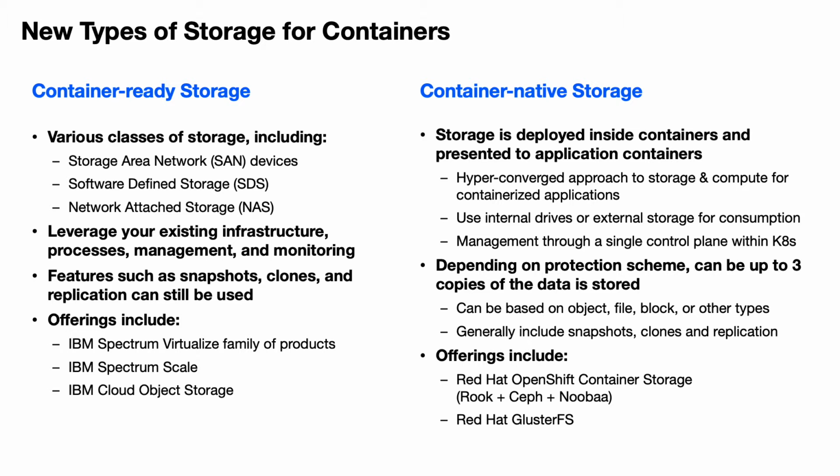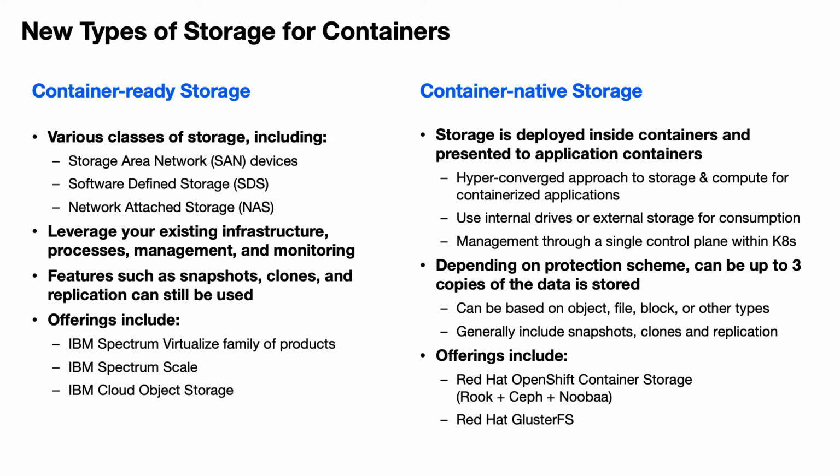IBM Spectrum Virtualize, IBM Spectrum Scale, and IBM Cloud Object Storage are products that clients may have invested in previously, which could then be made immediately available as container-ready storage options. The alternative, naturally, are container-native storage types. These are already deployed within containers and are presented to containerized applications as ready-to-go storage, not requiring much tinkering on the part of the administrator to initialize or make available.